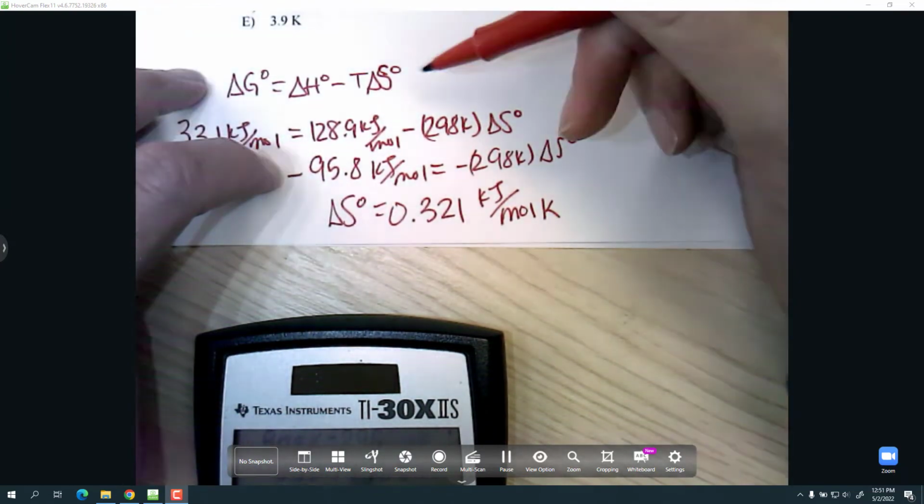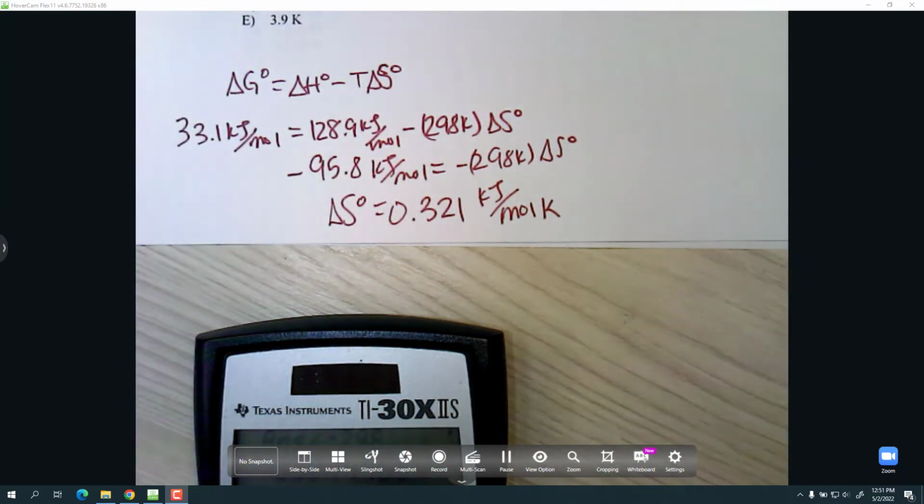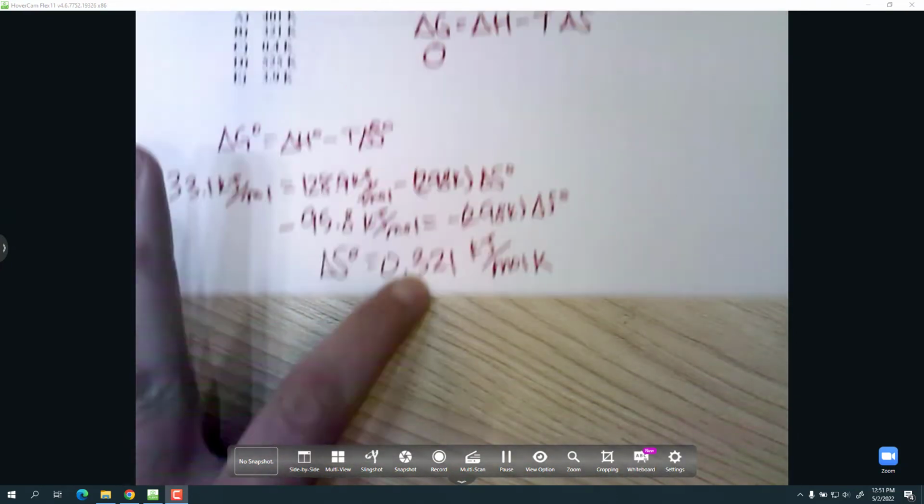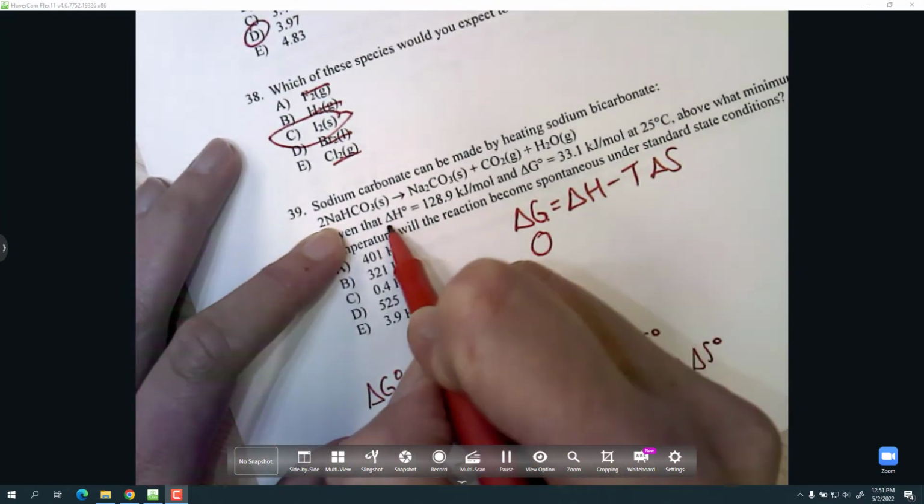And the unit would be kilojoules per mole Kelvin. Now, if I was reporting a delta S, I would probably convert it to joules. That's what we normally do. But because I'm going to use it again, I'm just going to leave it in kilojoules, because then I always just have to convert it back anyway. All right, so that's my delta S, and this is my delta H.